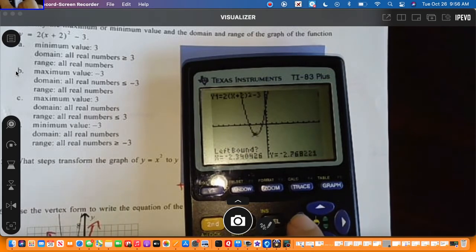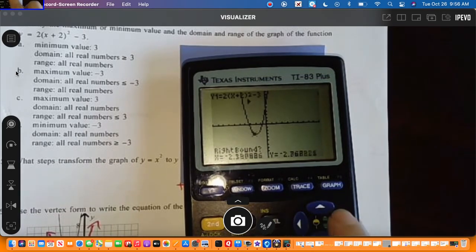To the left and press enter, to the right and press enter, and back to it and press enter. And what does it tell you your y value is? Negative 3. It's a minimum of negative 3. Oh, I did it wrong.